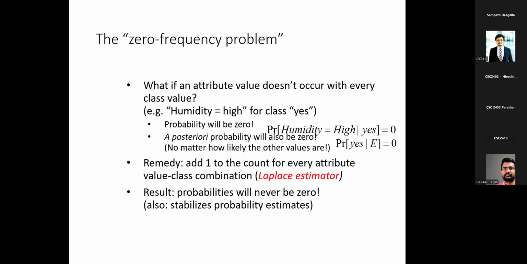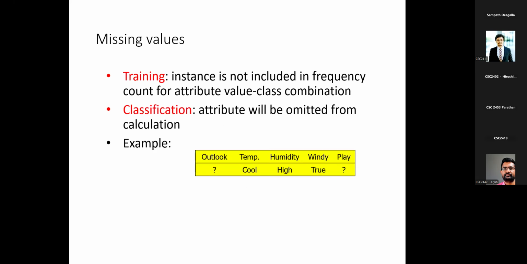Next, a very interesting question. Now we have learned how to handle that situation, but what if you have missing values? So outlook is missing, for example. Let's say outlook is missing. You have values only for temperature cool, humidity, and the wind is true. So what is play? Right? What is play?